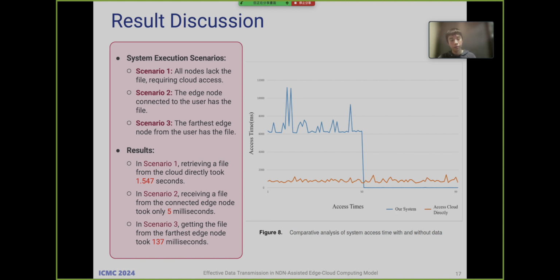And the third scenario, in this case, the requested file resides in the edge node farthest from the user. This scenario tests the efficiency of our system's data retrieval over a longer path within the network. The file was successfully retrieved from the farthest edge node in 137 milliseconds, showcasing the system's effectiveness even when the data is not immediately adjacent to the user.